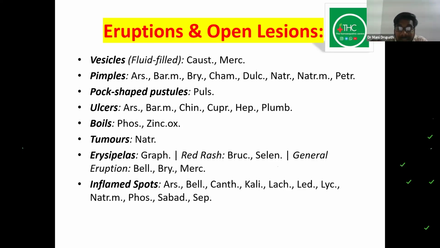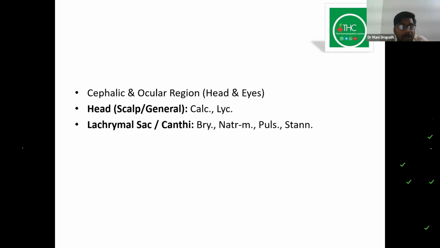In almost all tumors, Natrum remedies work. Erysipelas, Graphites, red rashes, Selenium, general eruptions, Belladonna, Bryonia, and Mercurius sol. Inflamed spots that we have discussed: Arsenic, Belladonna, Cantharis. These are the common remedies for inflamed spots. Especially in the head region, head, scalp and general, you can think of Calcarea and Lycopodium. In eyes with eruptions: Bryonia, Natrum mur, Pulsatilla, and Stannum met.